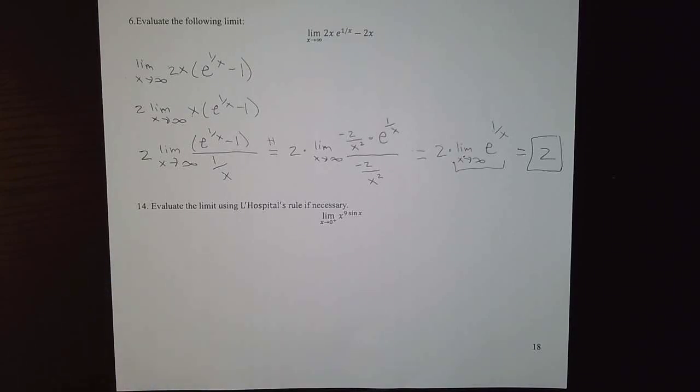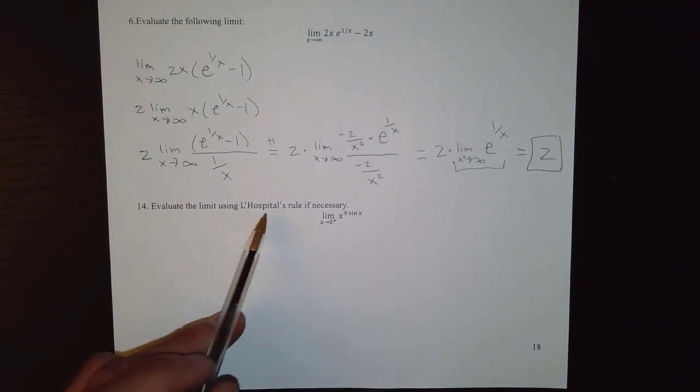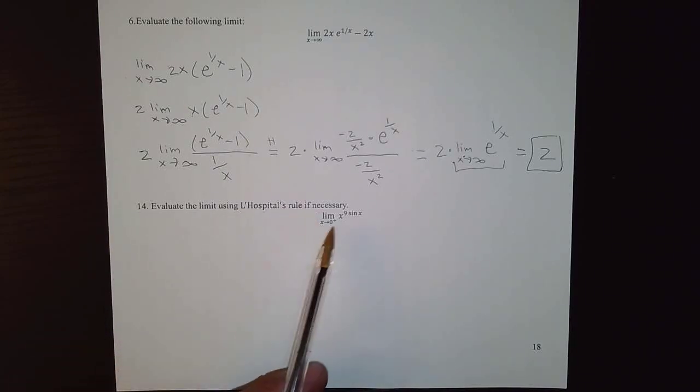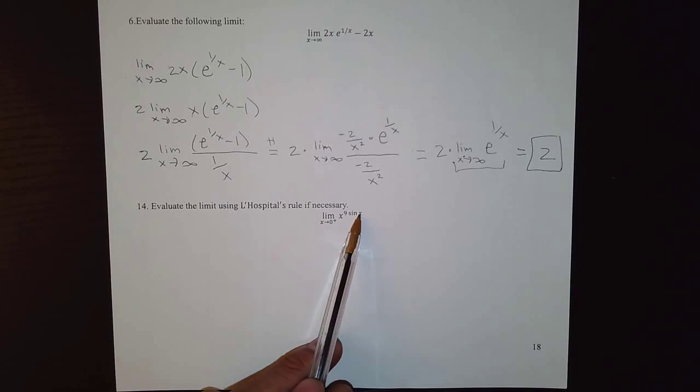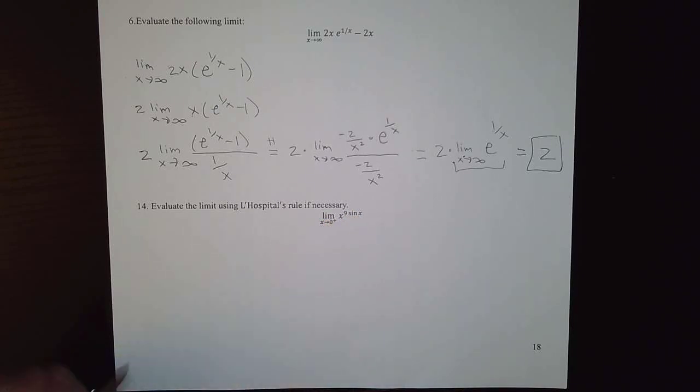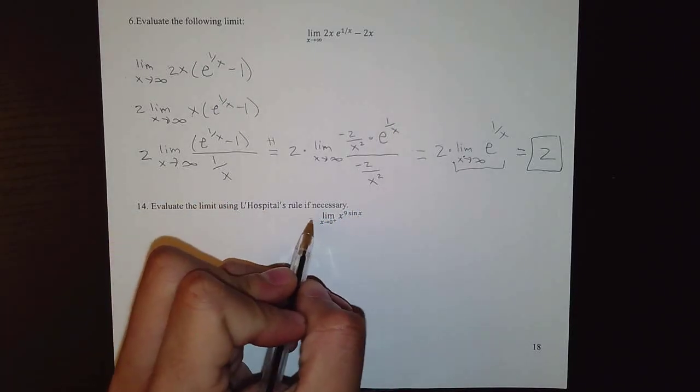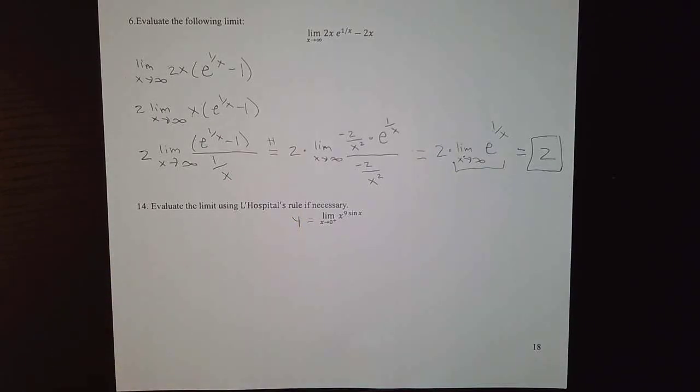Problem number 14 says, evaluate the limit using L'Hopital's rule if necessary. We have the limit as x approaches 0 from the right of x to the power of 9 times sine of x. Well, we can start off by saying that this is equal to y.